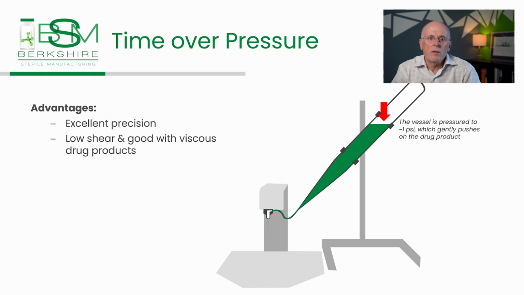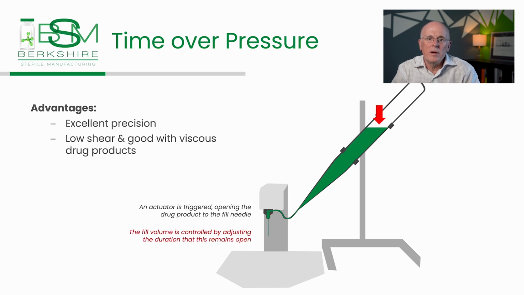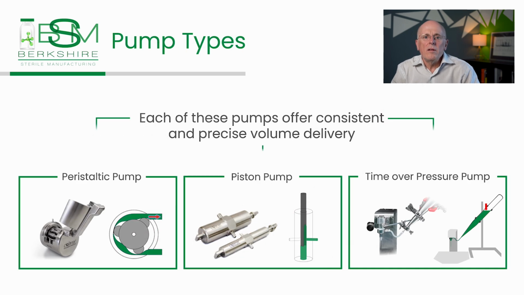In this approach, the drug product is pressurized at a low level, typically around 1 psi. An actuator then opens a valve to the fill needle. The pressure in the vessel gently pushes the drug product out to the opening and through the fill needle. Precise dosing is achieved by adjusting the duration of the opening of the valve, regulating the flow of the drug product. All of these pump types are effective at ensuring consistent and precise volume delivery.